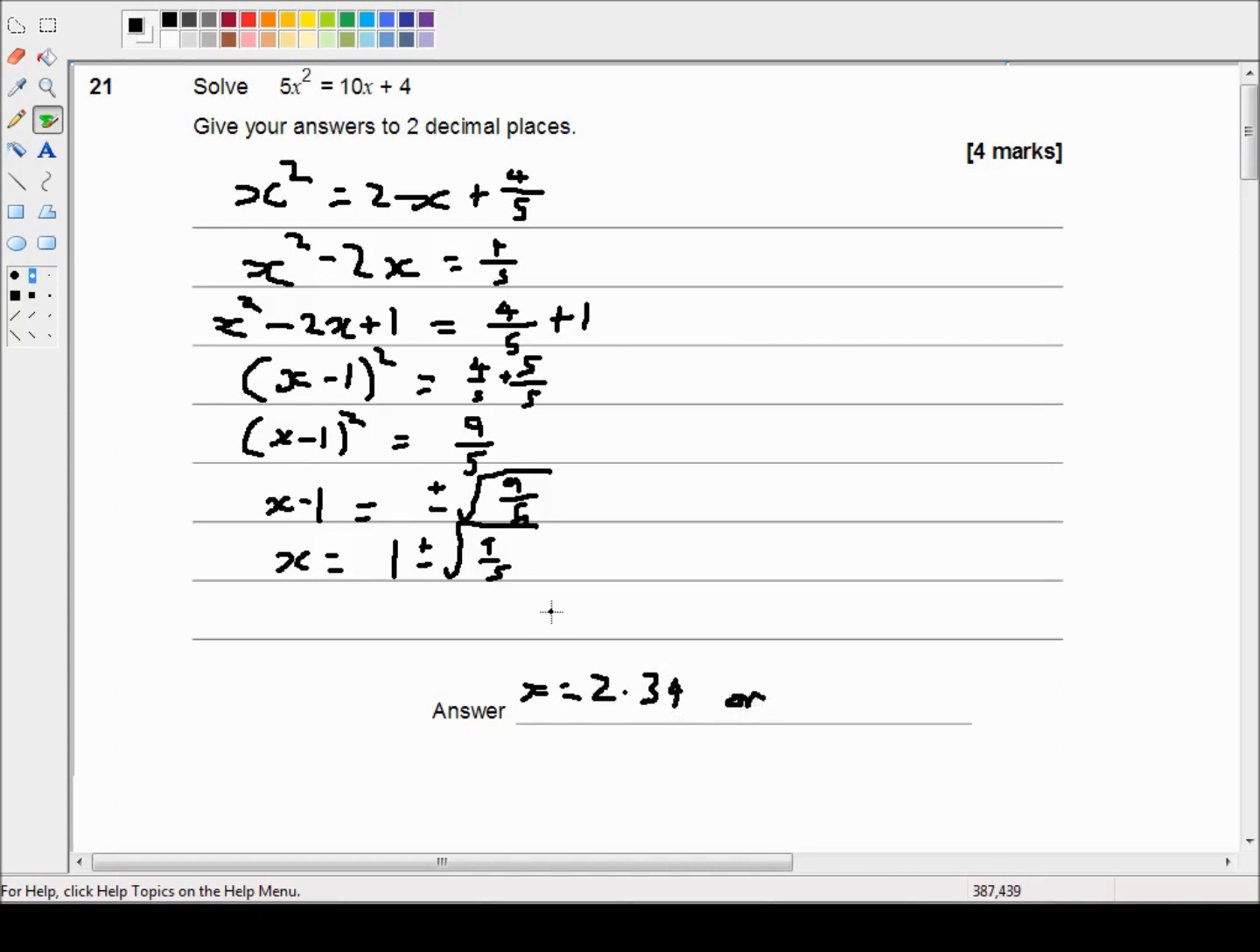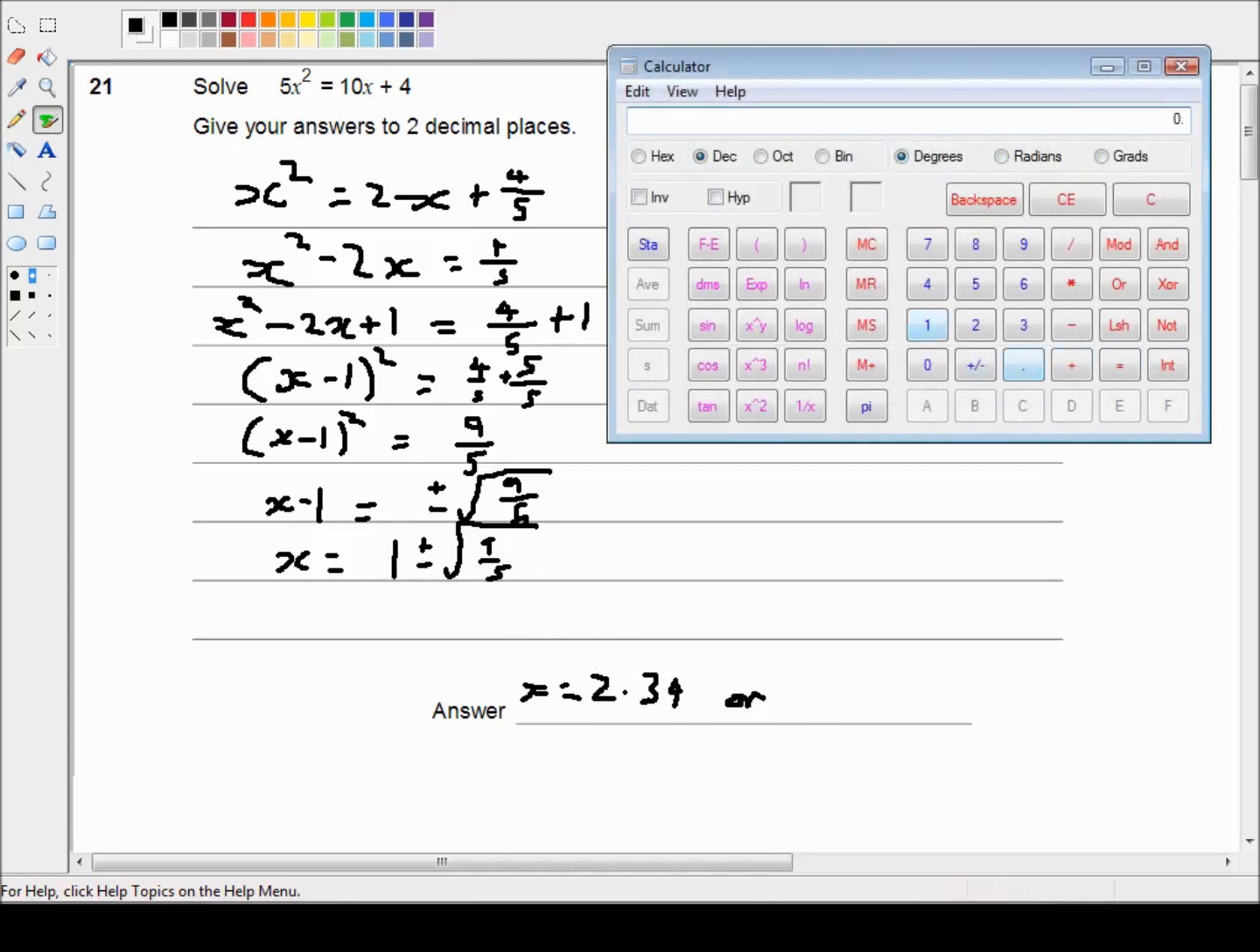or, and remember we've got to do the negative part as well. So I'm just going to type in 1 minus, open brackets, 9 divided by 5, close brackets, inverse square, equals, and that's negative 0.34.